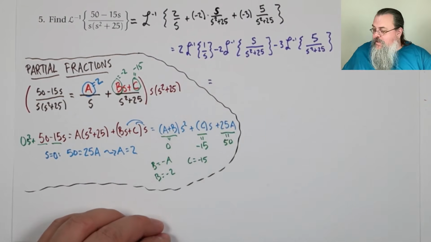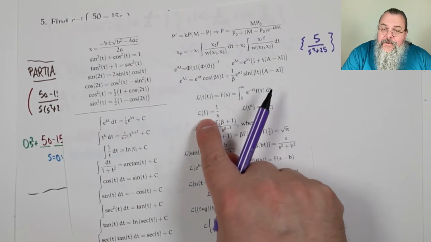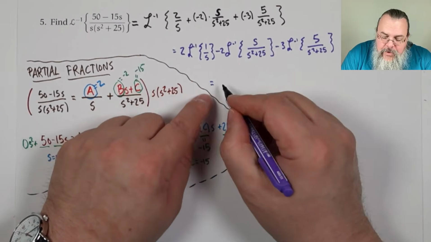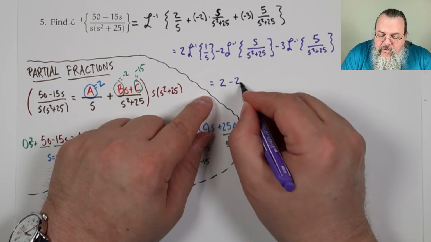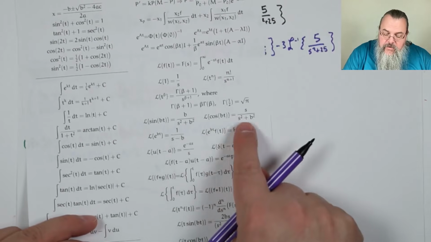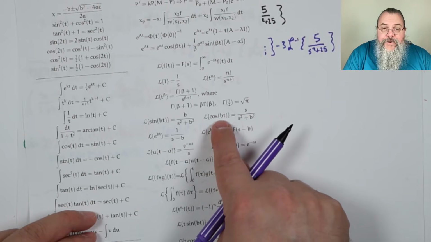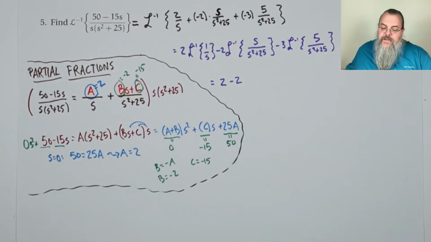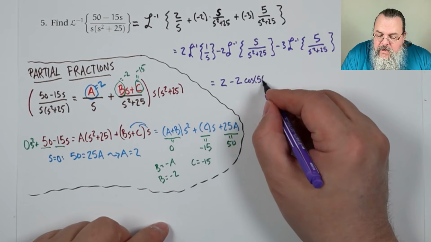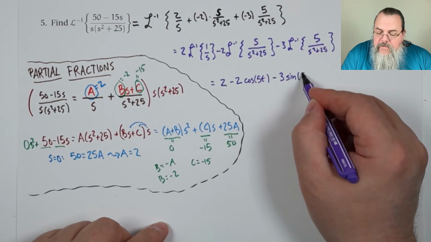Inverse Laplace of 1 over s? Yes, that's on our formula sheet. There's 1 over s. Inverse Laplace would be 1. And so we say, okay, so this is 2 times 1, that's 2. Minus 2, s over s squared plus 25. S over s squared plus 25, that's s over b is 5. So that's cosine 5t. Okay, so this is cosine of 5t. And then similar, this will be sine of 5t.